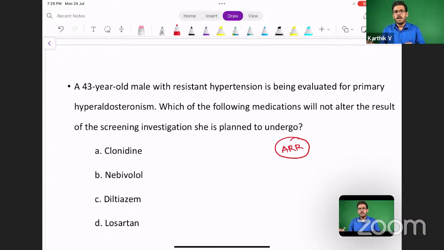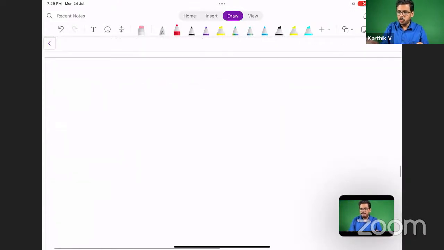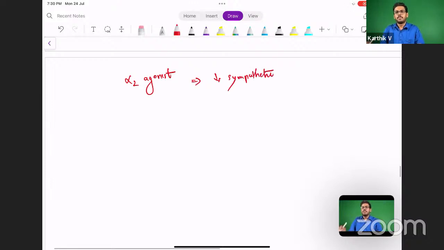First, clonidine. For a drug to alter the aldosterone renin ratio, it has to interfere with the renin angiotensin aldosterone system: either the renin production, the aldosterone production, or the aldosterone action. Now, what does clonidine do? Clonidine is an alpha-2 agonist. You know that alpha-2 is a presynaptic receptor, and stimulation of the alpha-2 receptor will cause a reduction in sympathetic stimulation. This sympathetic stimulation is one of the potent regulators of renin secretion. So when there is reduced sympathetic tone, there will be reduced renin.